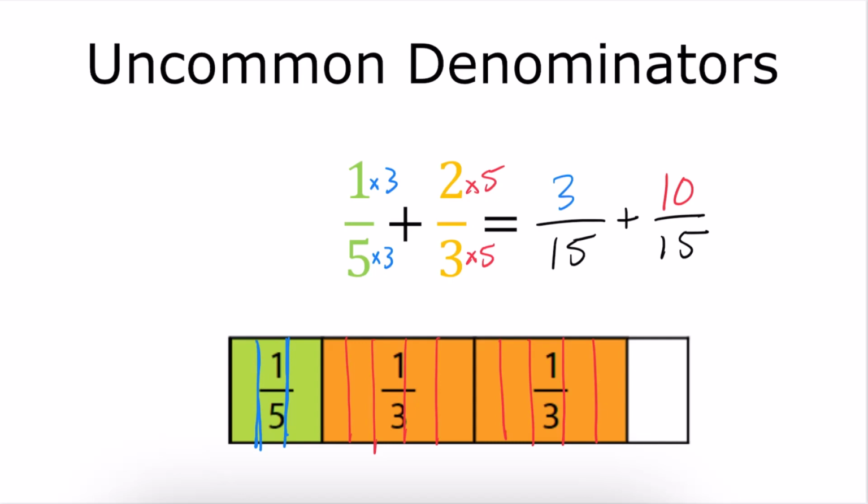Now, we can see in this fraction strip model that we still have some empty space, and we don't actually even know what that empty space is. But if we add the fractions together, we could find out, because 3/15 plus 10/15 is 13/15. And that tells us that this empty space must be 2/15. And if we look at the spacing of that, that looks accurate, that you could fit 2/15 in there.